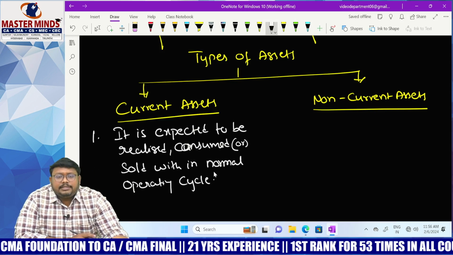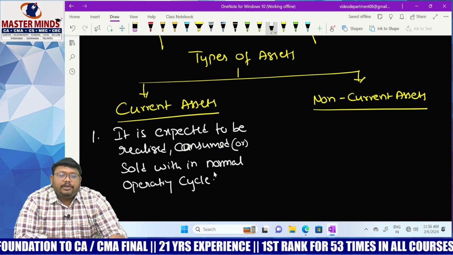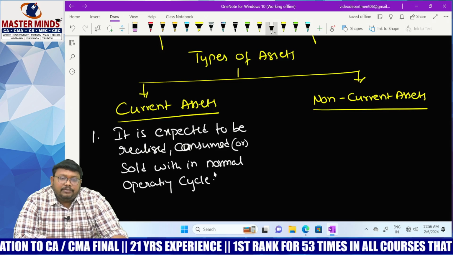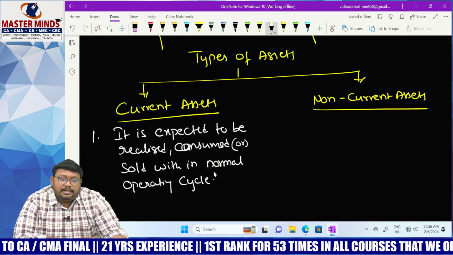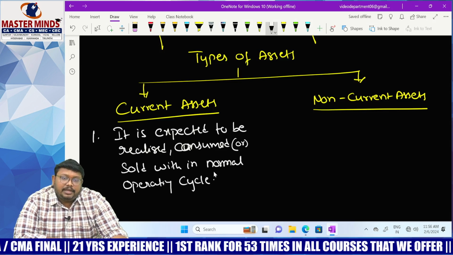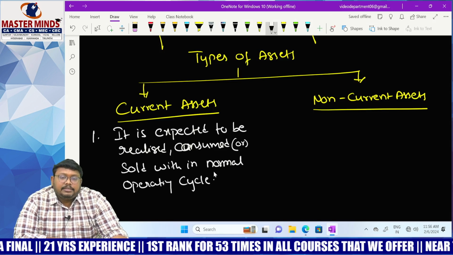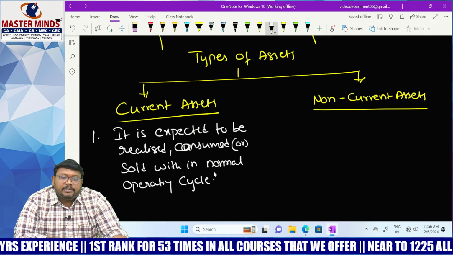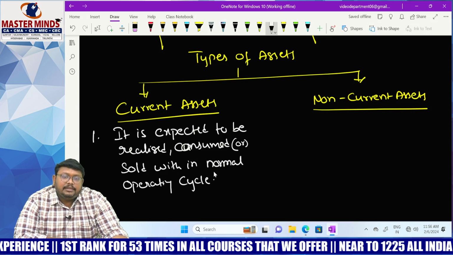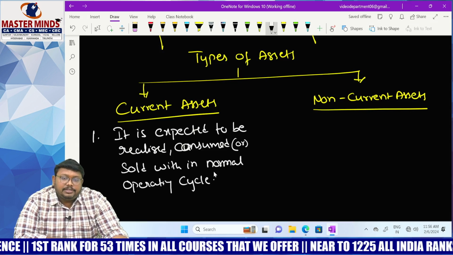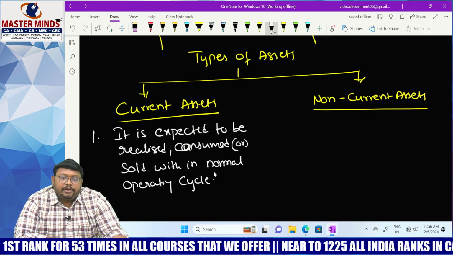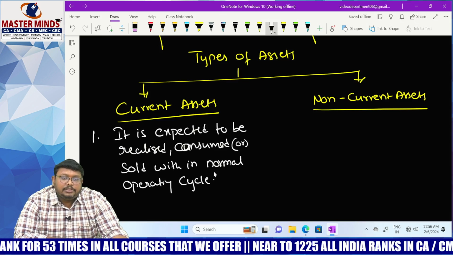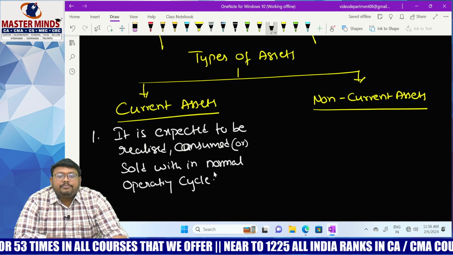So what does the normal operating cycle mean here? For example, when you purchase the raw material, you convert it into finished goods, you sell the finished goods and you realize the cash. That is one operating cycle. So generally within the normal operating cycle, you are expected to realize the cash. That means you sell the goods and realize the amount, or consume. You use the assets, for example raw material, which is consumed in the process of production.